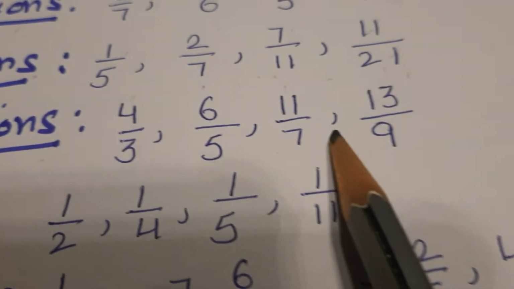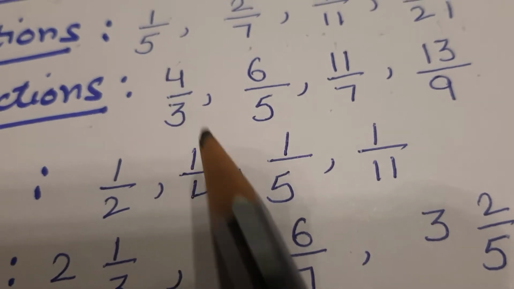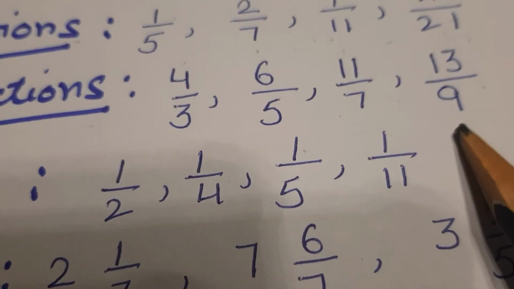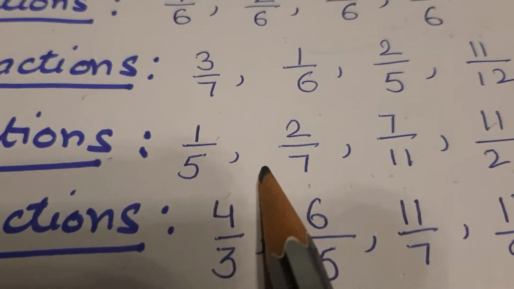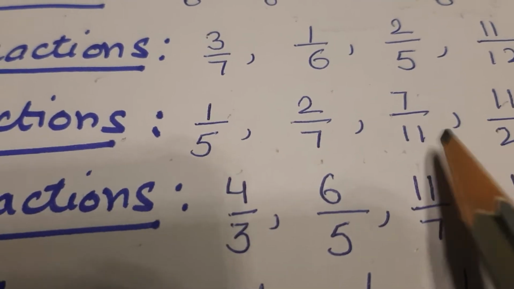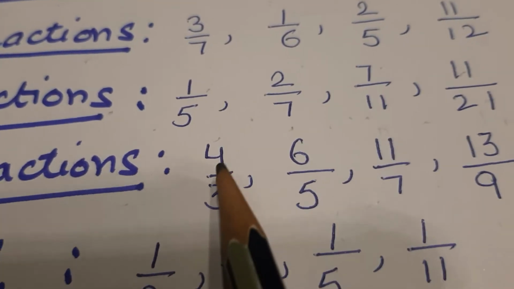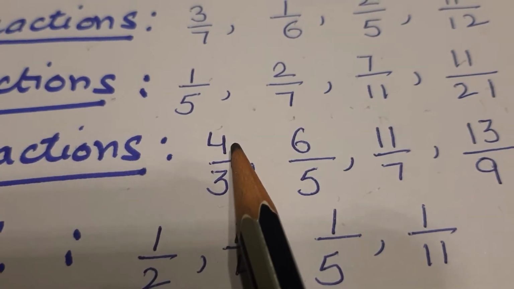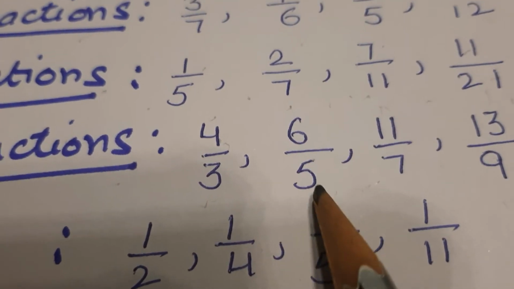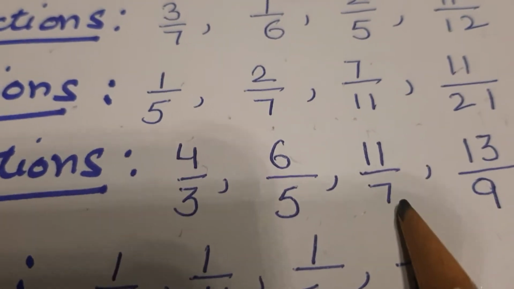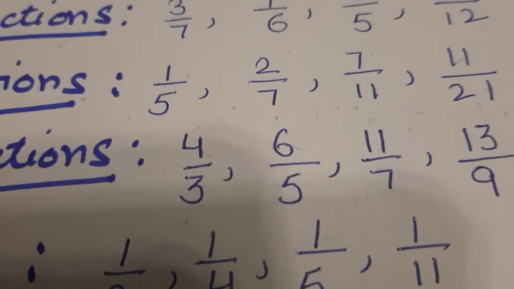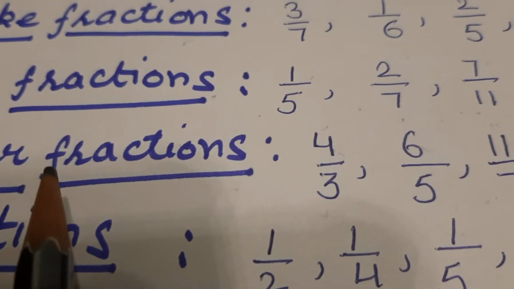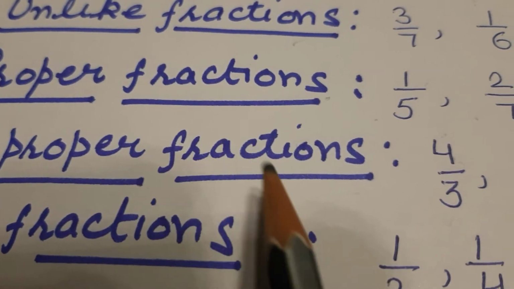Next is improper fractions. Again you look at these four fractions: 4 by 3, 6 by 5, 11 by 7, 13 by 9. It is the opposite of this type. Here numerators were smaller, but here denominators are smaller than their numerators. 3 is smaller than 4, 5 is smaller than 6, 7 is smaller than 11, 9 is smaller than 13. So these types of fractions are called improper fractions.